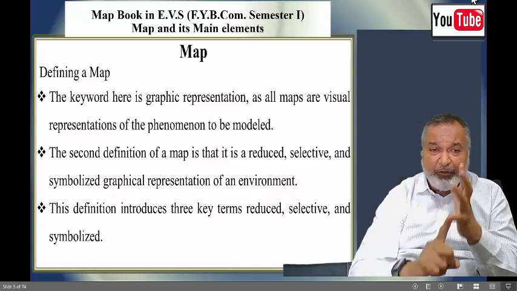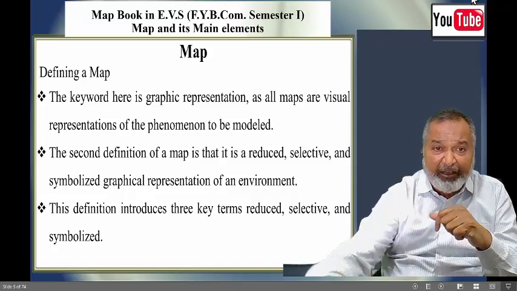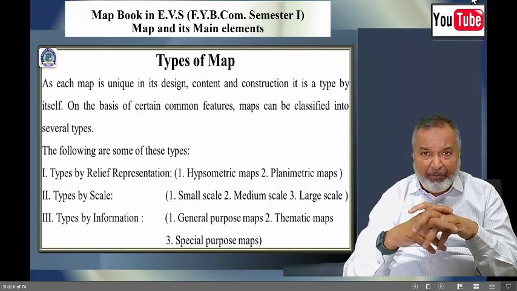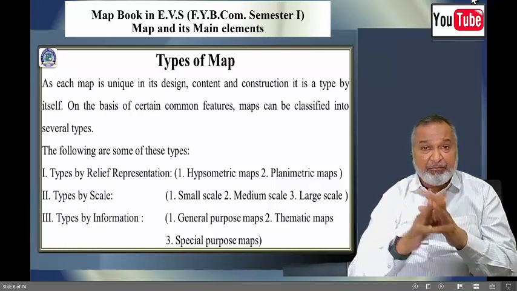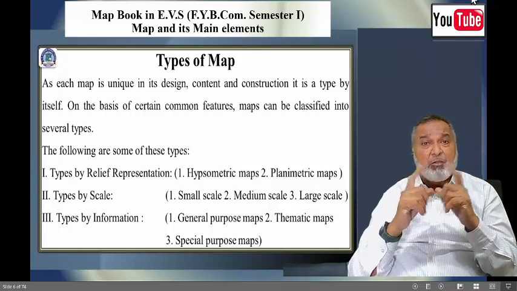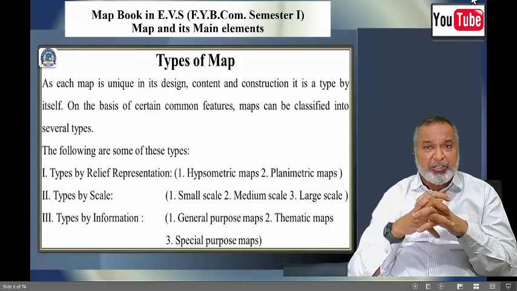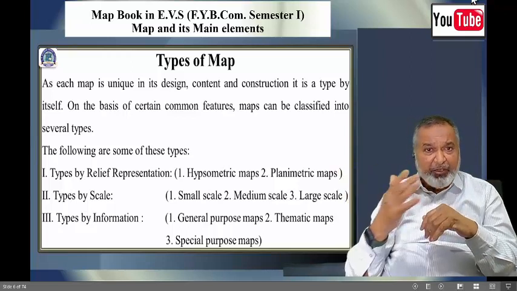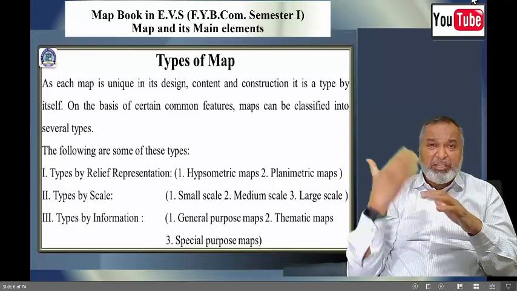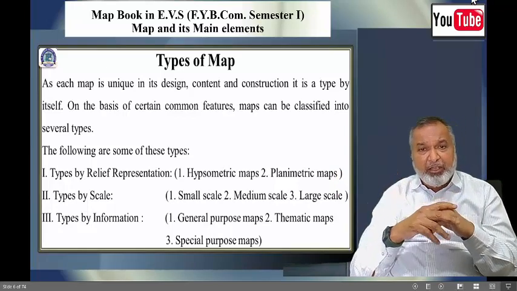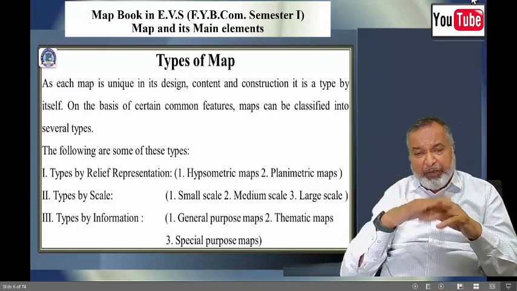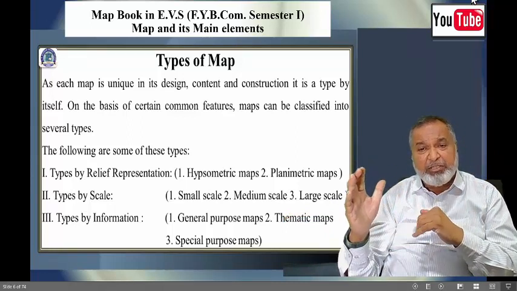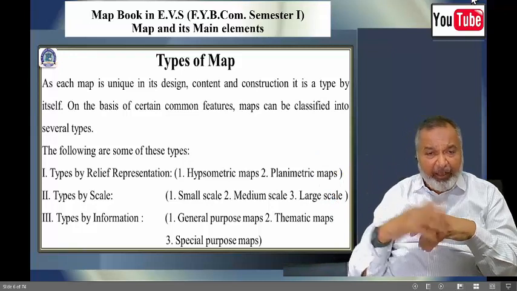So here reduced, selective, and graphical representation with the help of symbols show the map. On the basis of the design, what is contained, and the construction, maps are classified into several types. The first one is relief representation, meaning elevation, when you consider hypsometric and planimetric. Planimetric means on plain ground. For the type of scale, we have small scale, medium scale and large scale. We'll see that definition in the later part.